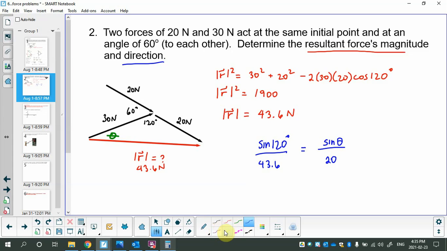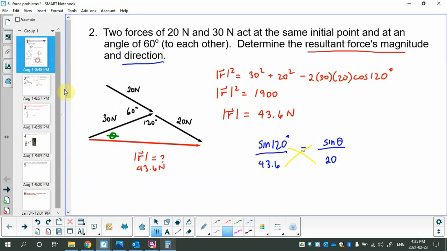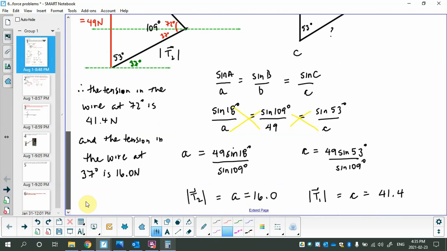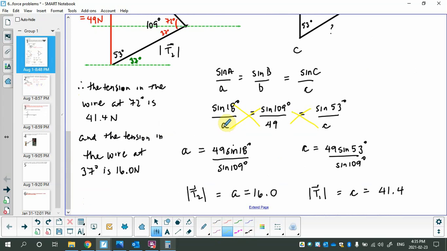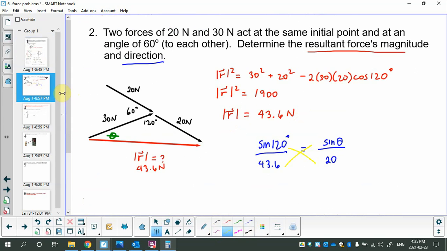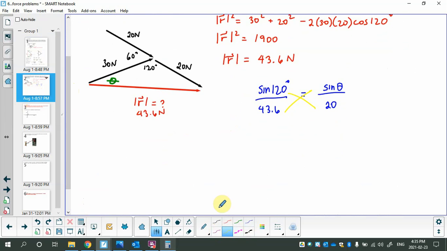And then I can do the same kind of thing as I did before, and I can cross multiply. This is a little bit different because when we did the tension question, we were looking for a side, which meant when we typed it all into our calculator, we spat out the answer. In this case, we're not looking for a side, we're looking for an angle. So if I cross multiply this way, I'll have 43.6 times sine theta. And the other way is 20 times sine 120 degrees. And I'll have that 43.6 sitting right here, which I will divide out to save myself a line.